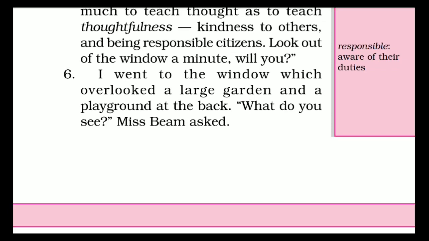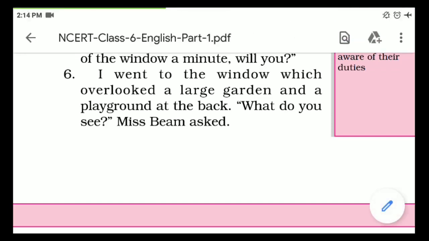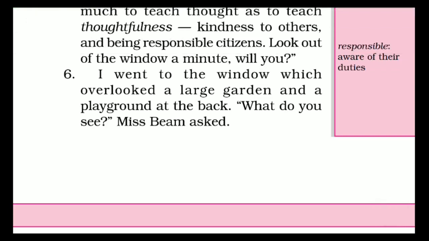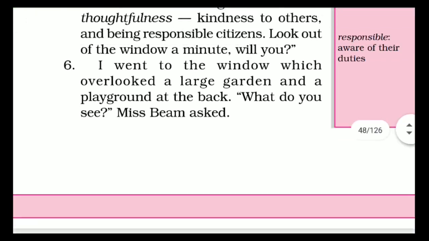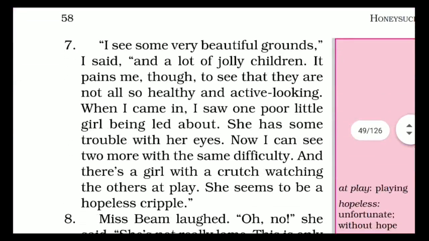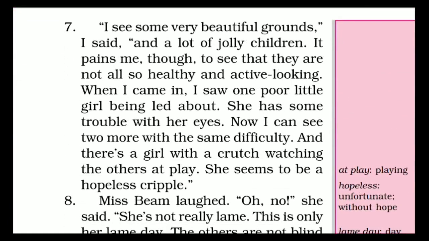When Miss Bean said that, the narrator went to look out of the window. He could see a large playground, a large garden and a playground at the back. When Miss Bean asked what you are able to see, she asked the narrator what things he is able to see from the window.